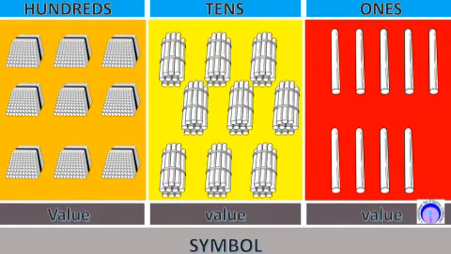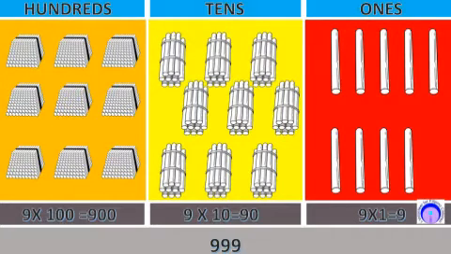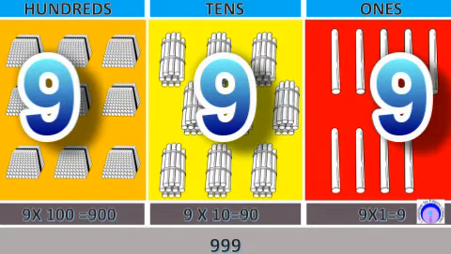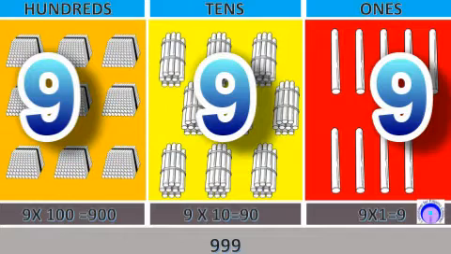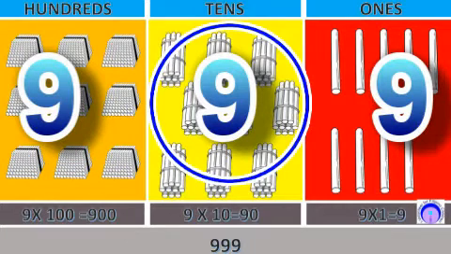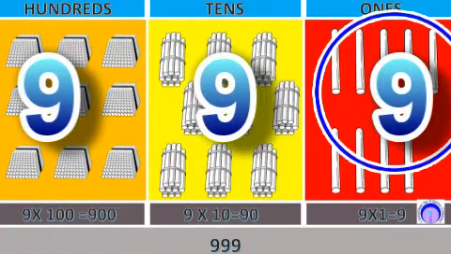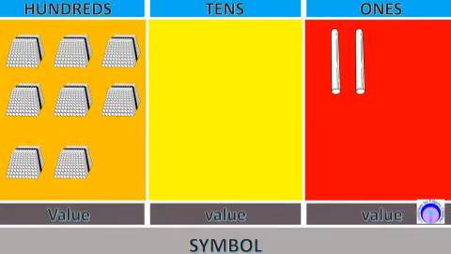Now, can you tell me the symbol of these objects? Any wild guess? Now, we can get the symbol, 999. Digit 9 on the hundreds place, digit 9 on the tens place, and lastly, on the ones place, it's digit 9.